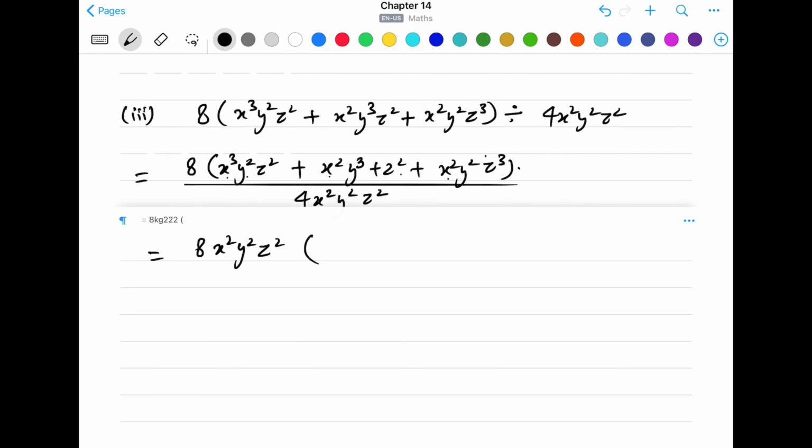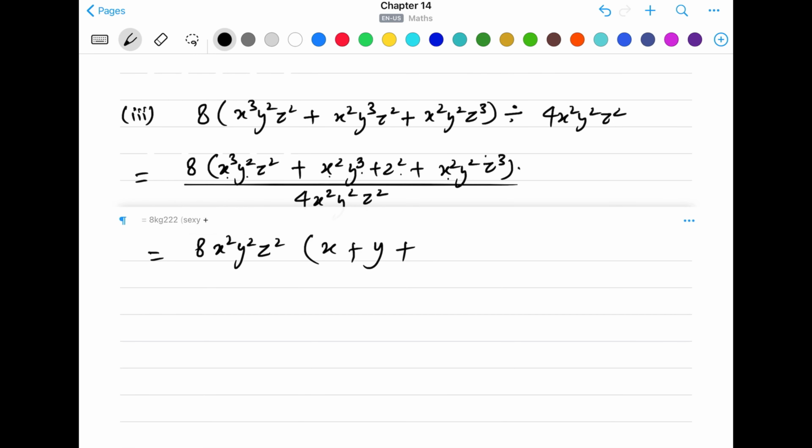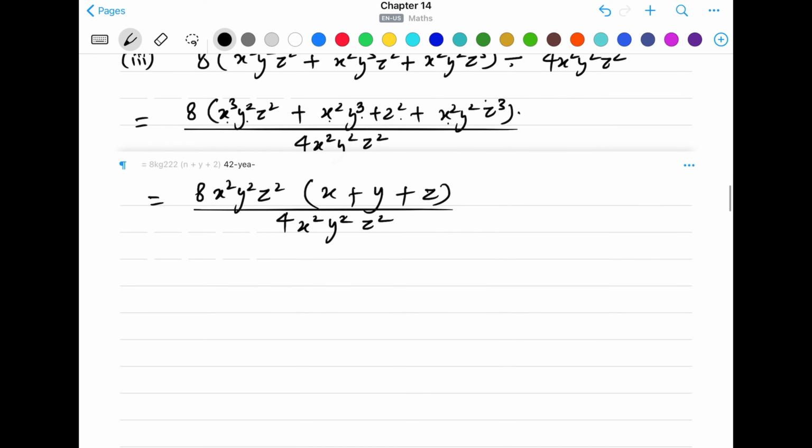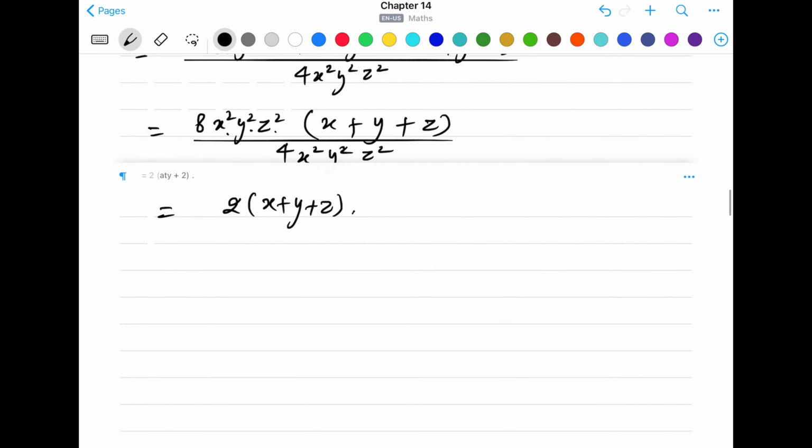So we're left with only x in the second term, since we have x squared y cubed z squared there, we're left with y here, and in the third we're left with only z, and this is divided by 4x squared, y squared and z squared. Now this x squared, y squared, z squared will divide the x squared, y squared, z squared, and 8 divided by 4 will give us 2. So we're left with 2x plus y plus z. So that's the solution for this one.